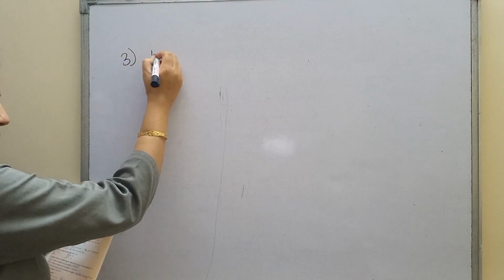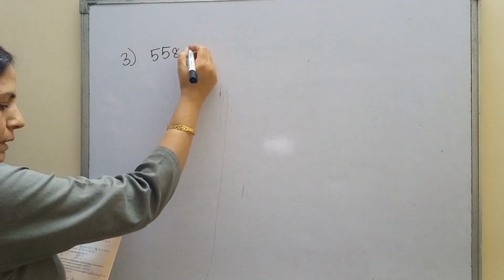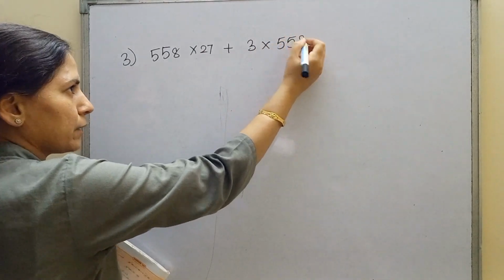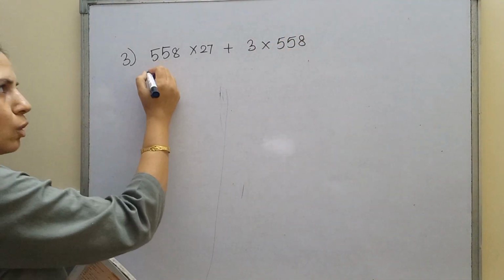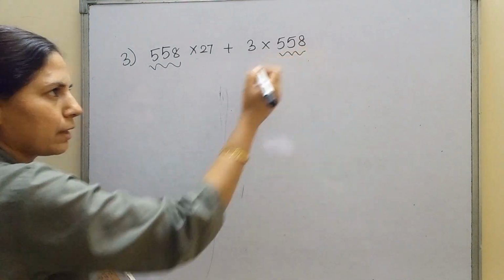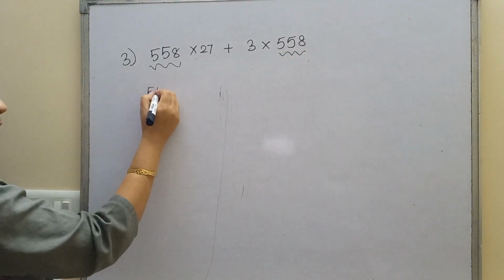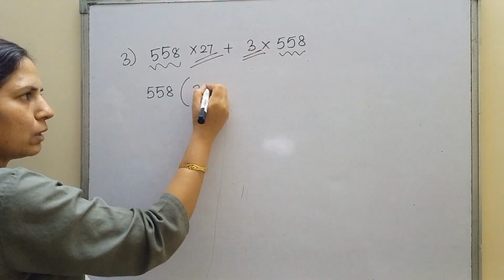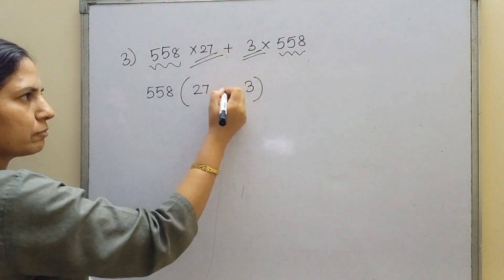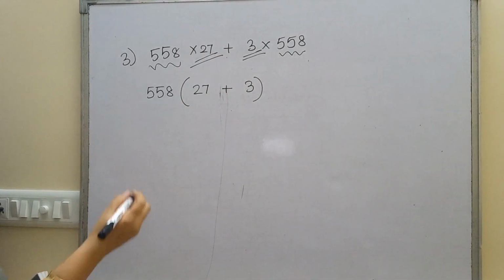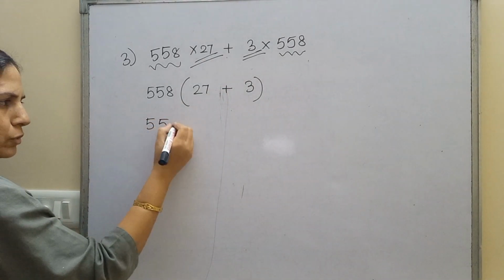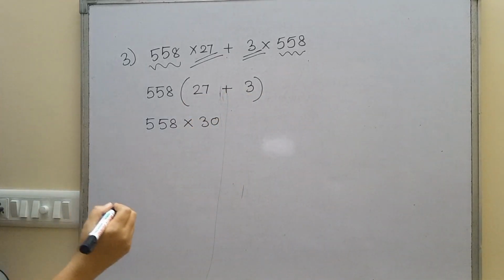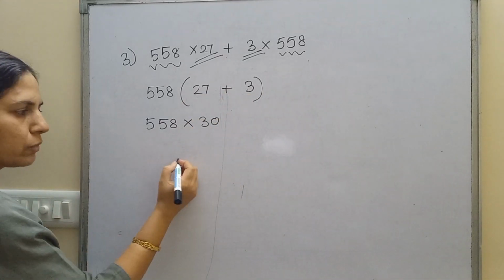The third one is 558 multiplied by 27 plus 3 into 558. Now, the common numbers, the common integers are 558 and 558. Write 558 here. Whatever is left, write down with the sign. I think this is easy for you. 27 plus 3, 30. Now how will you multiply this? Without using rough work.